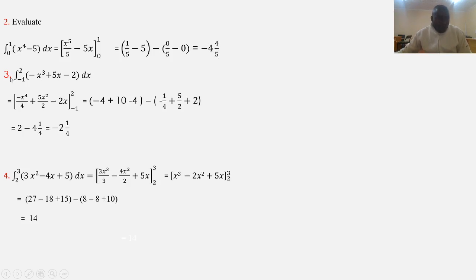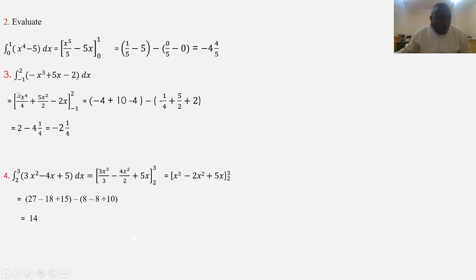Number 3, you have integrals, that is 2 and negative 1. You need to integrate negative x cubed plus 5x minus 2 with respect to x. So the first thing I've said is to put them into square brackets, that is the limits of 2 and negative 1. You integrate this, it gives you x power 4 over 4 plus 5x squared over 2 minus 2x, that is with respect to integrals of 2 and negative 1.